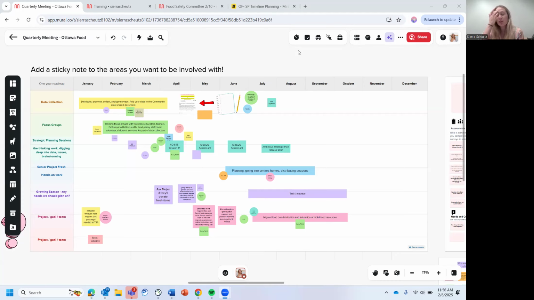This is going to be a great resource if you need some reminders on what your action items are as an Ottawa Food member, or if you weren't able to attend the meeting.